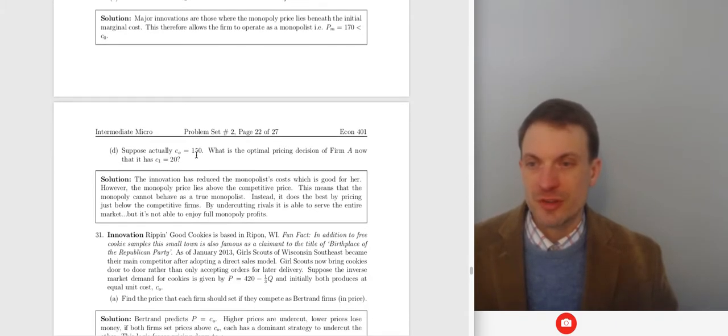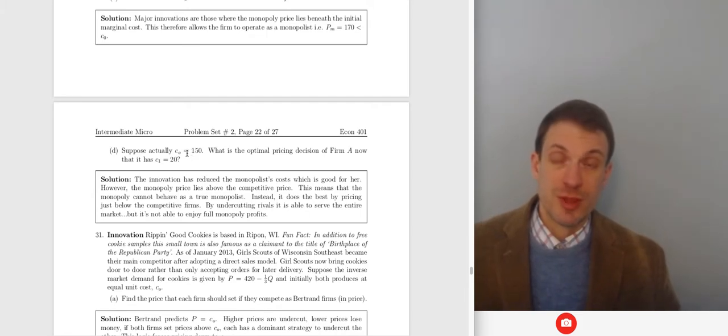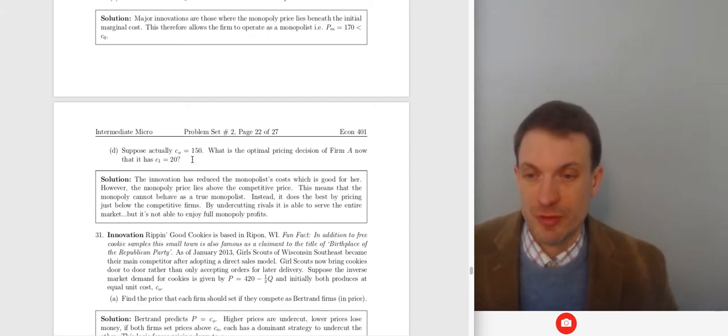Suppose the initial cost had been 150, what happens? Well, now we can only set a price as high as like 149. We're not able to operate as a true monopolist. So we'd set like 150 minus epsilon, or 149, and we'd be able to undercut. We'd capture the market, but we wouldn't be able to force the other one completely from the market.